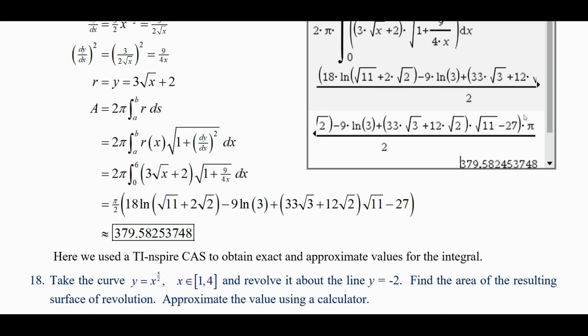So hopefully that gives you an introduction to why we set these integrals up this way for surface area of revolution, and we've seen an example set up and at least worked out with the CAS calculator.